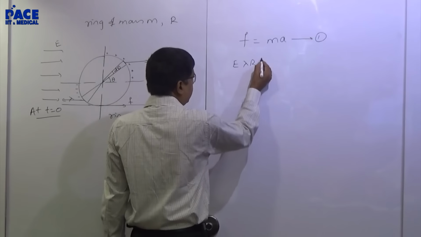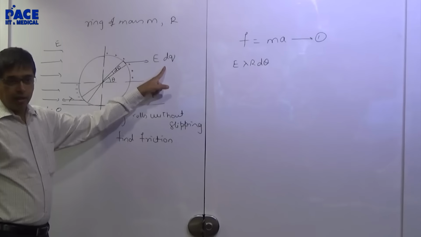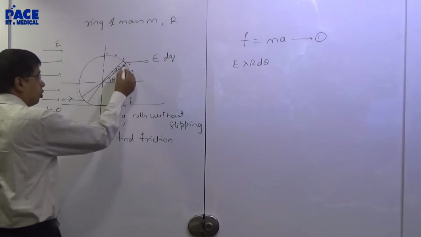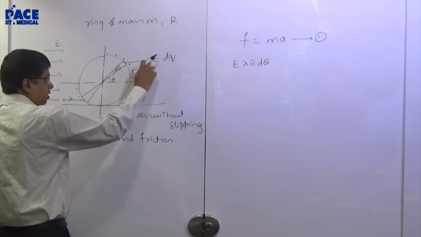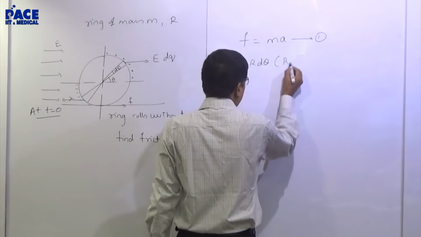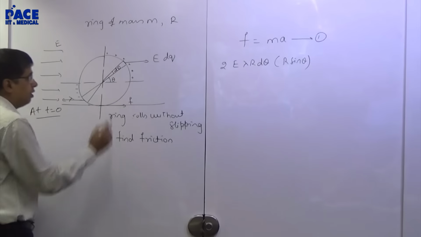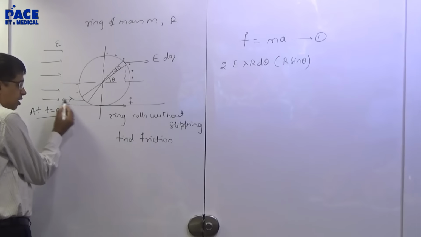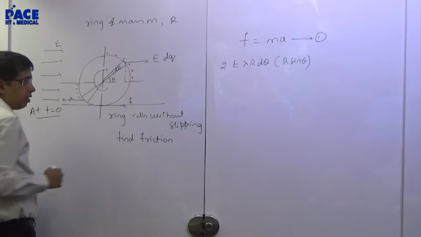dq is lambda r d theta. Right? Torque due to a couple is force into the perpendicular distance. This 2 times into r sine theta. This is the force into the perpendicular distance. Why 2 times? There is a force even in this direction. Both give me clockwise torque.